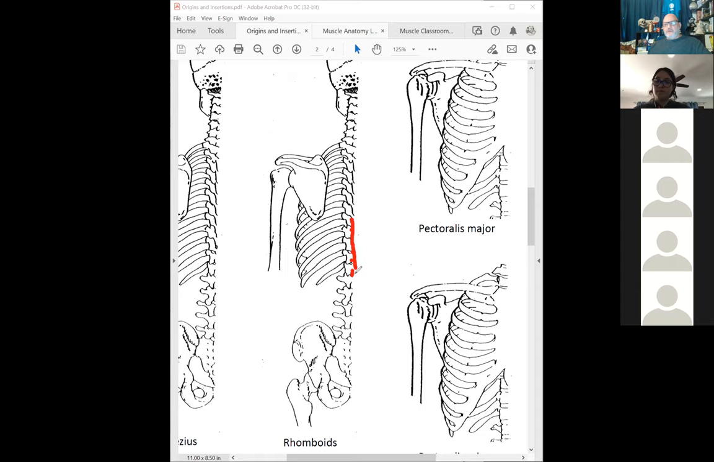What else? And the lower three or four ribs. Okay, about here on the ribs a little bit. What else? The crest of the ilium and the sacrum. Okay, there's the crest of the ilium. Here's the crest of the sacrum. What else? And then the inferior angle of the scapula. Inferior angle of scapula. We're missing something, aren't we?